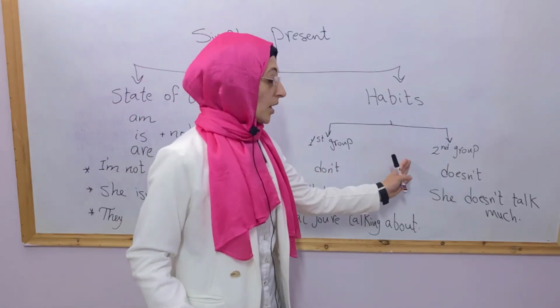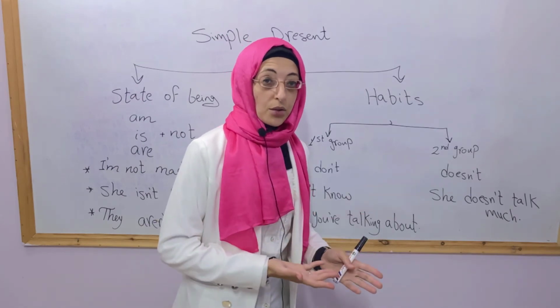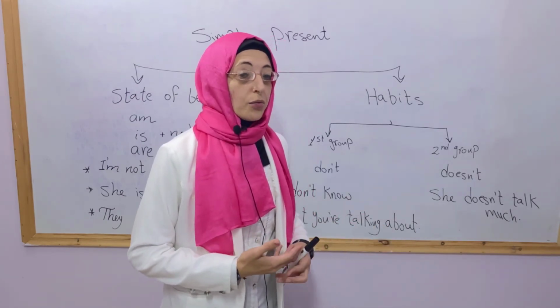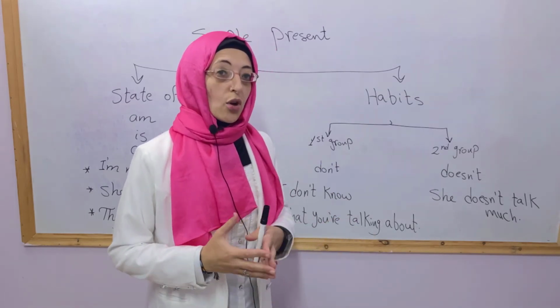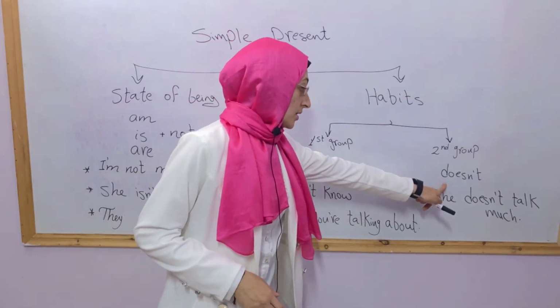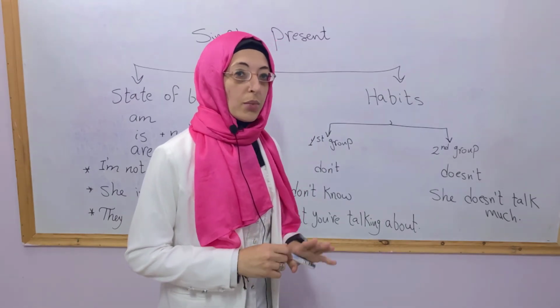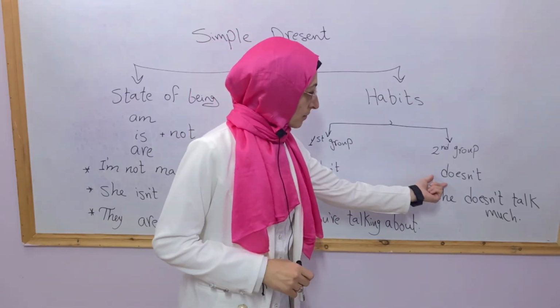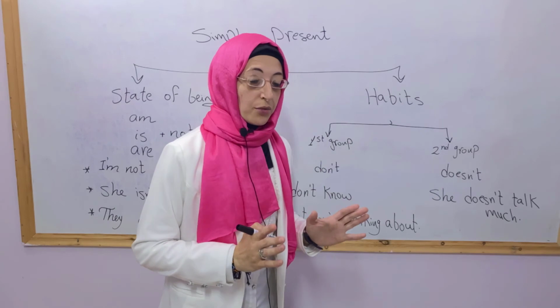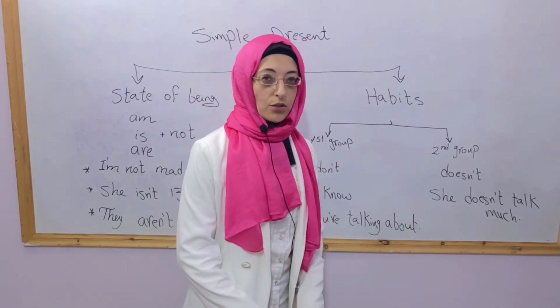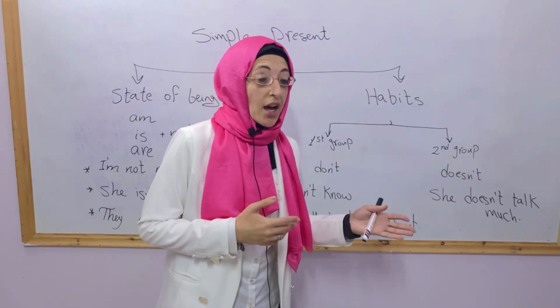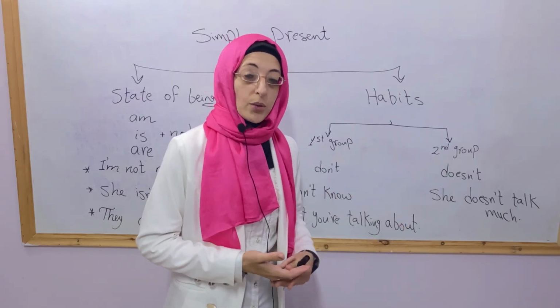But with the second group, the singular group, he, she, and it, of course you have to add s, es, ies to the verb. So we're gonna do the same with doesn't. But in this case, we're using the infinitive form of the verb. So we say, she doesn't talk much. We don't say she doesn't talks. This is completely wrong. So is it easy now?